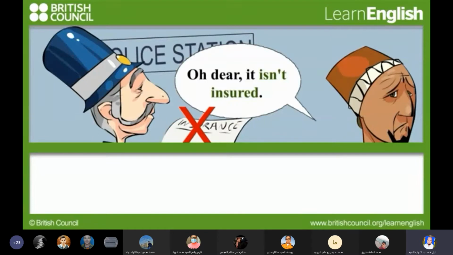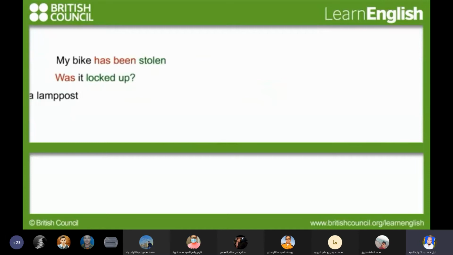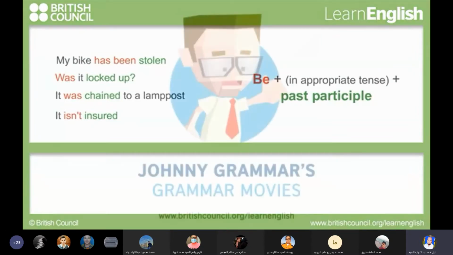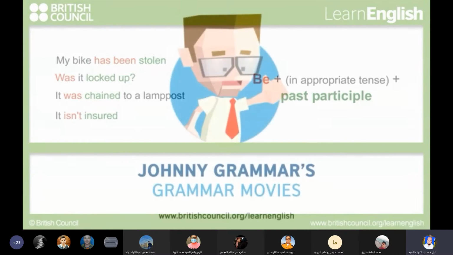So he uses the passive verbs in this dialogue. My bike has been stolen. Was it locked up? It was chained to a lamppost. It isn't insured. Be verb, to be plus past participle.